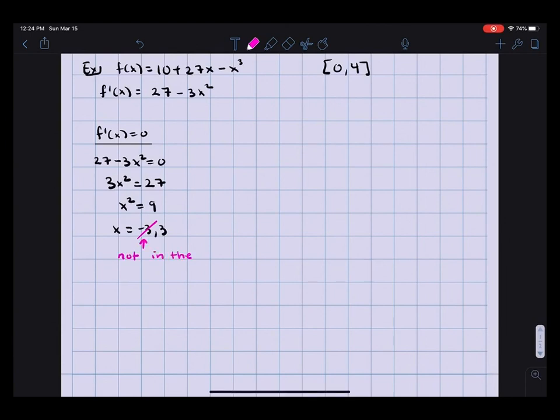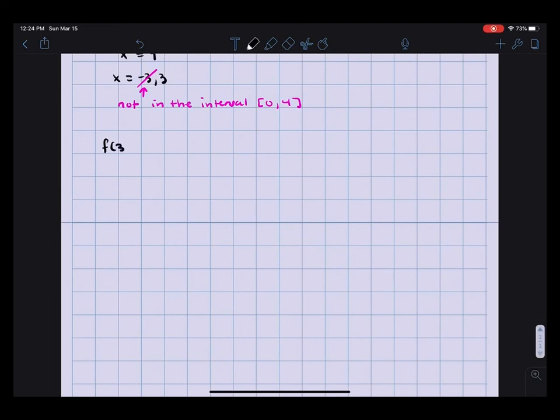Notice that the critical point at -3 is not in the domain 0 to 4, so we have to throw it out. Now we look for critical points when f prime doesn't exist. But like before, f prime is a polynomial, so it always exists. Thus, there is no critical point of this type.